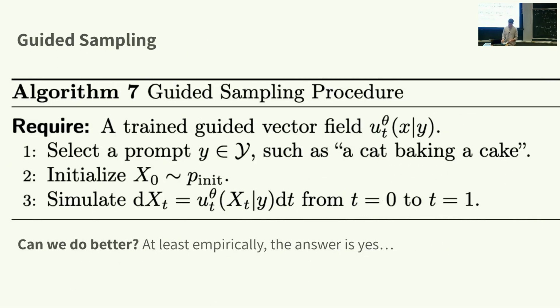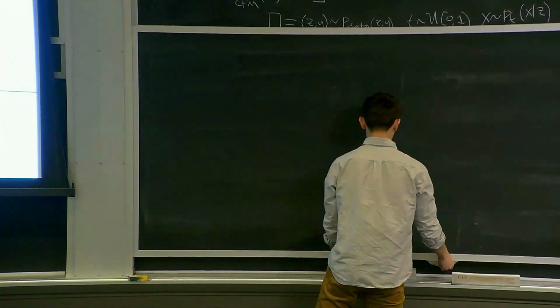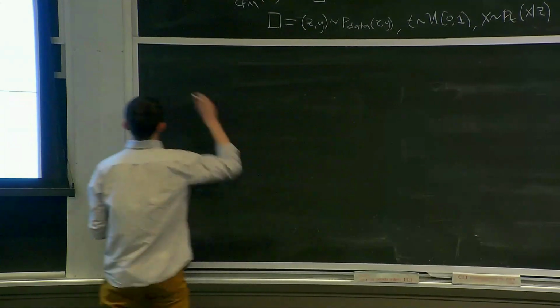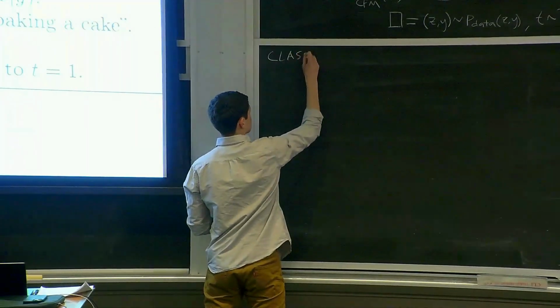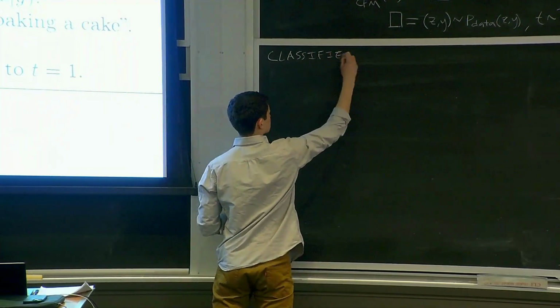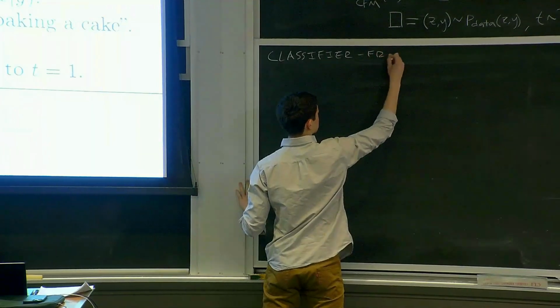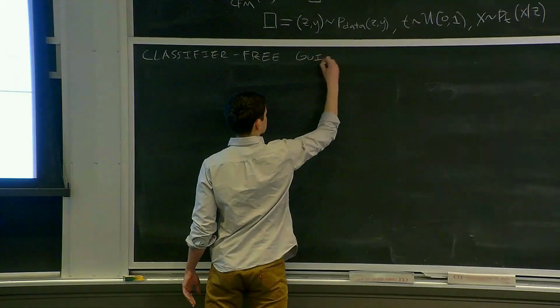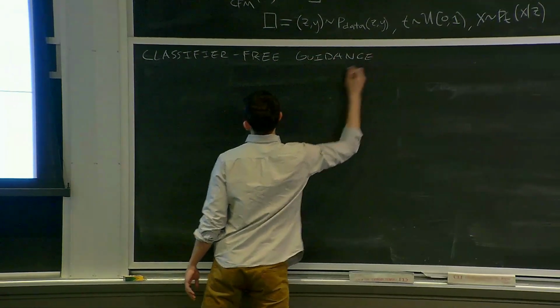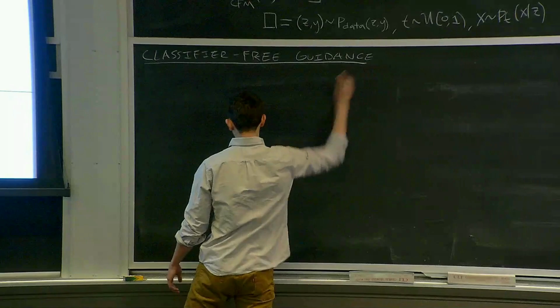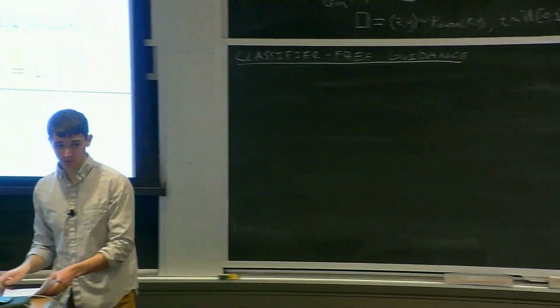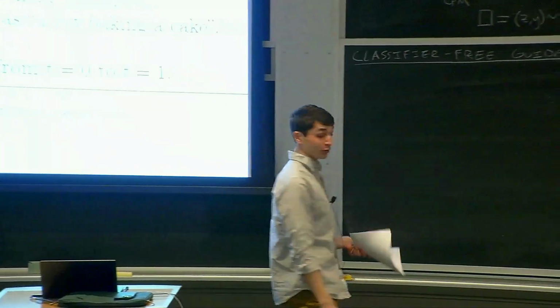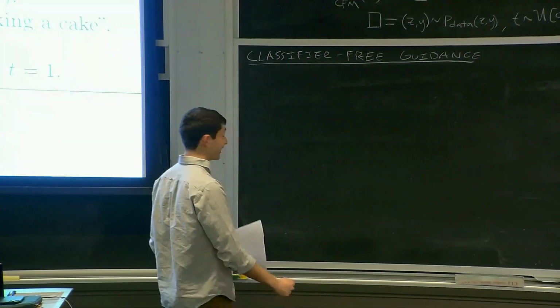Let me start on the board. All right, classifier-free guidance. So the following derivation we're going to be doing with Gaussian probability paths, which I'll write the definition on the board again. The result that we obtain is not specific to Gaussian paths, but the intuition that we will convey is specific to Gaussian paths.